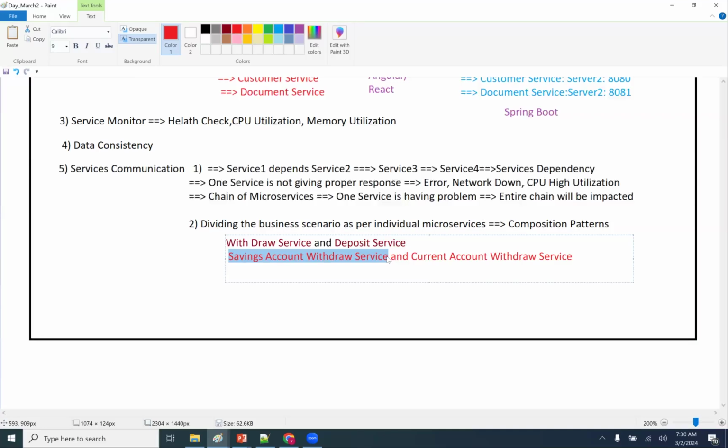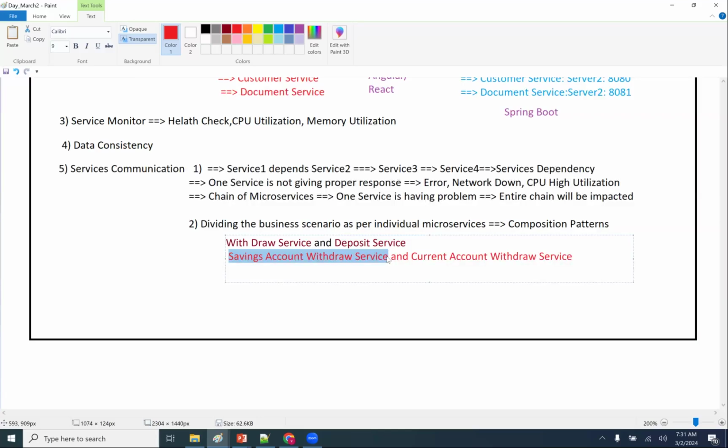But current account I should go, right? If I have a problem in withdraw service related to savings account functionality, it should not impact the current account. Will you agree to my point, guys? Everyone is able to follow me? Please let me know, guys.